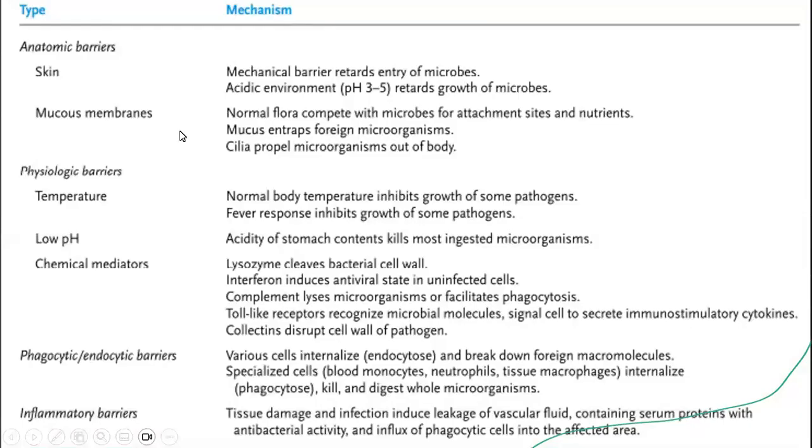And this is just a table showing you again, just showing you more elements of the innate immune system. It's not all about cells, like I said. So there are anatomic barriers like the skin or the mucous membranes. There's also physiologic barriers like temperature.